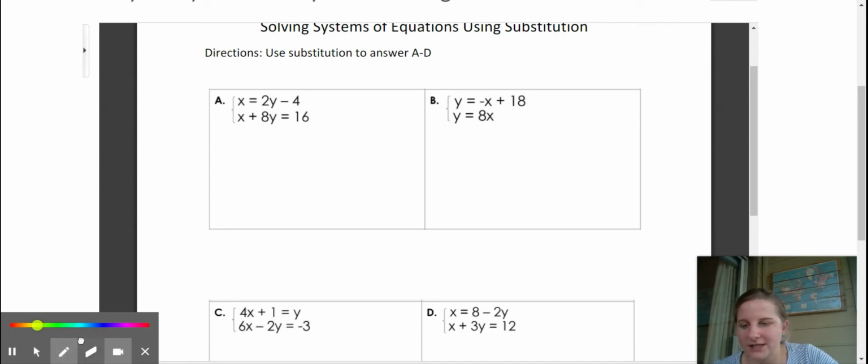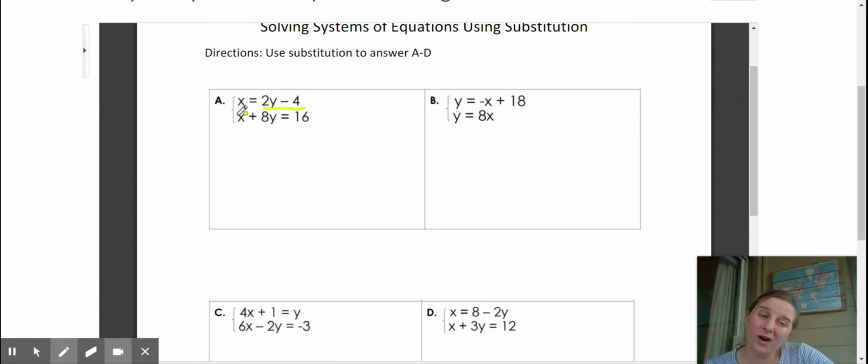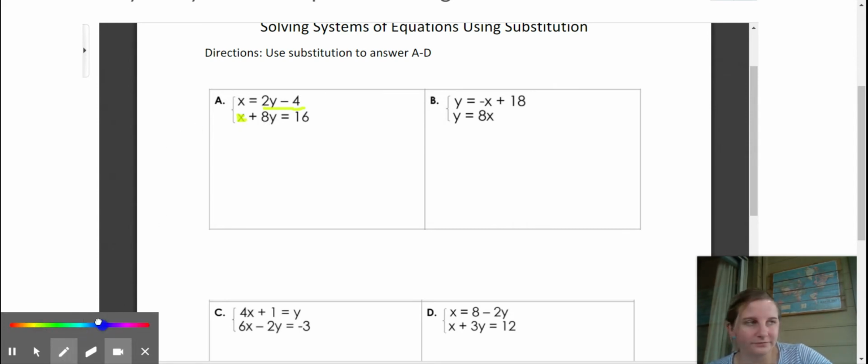So let's go ahead and take a look right here. So we already know what x equals. Okay, so in problem A, we already know that x equals 2y minus 4. So if I see this equation here, I can write 2y minus 4 instead of my x right there. And that is going to narrow it down so I only have one variable to work with. So I'm going to go ahead and do that.